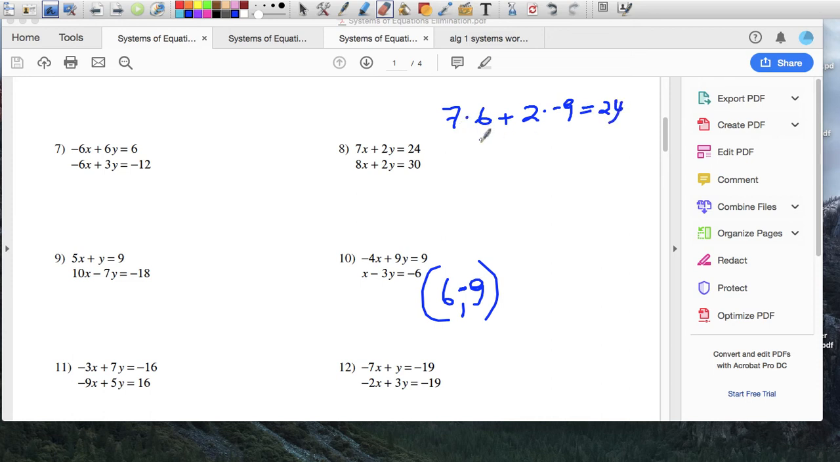Let's see if that's true. 7 times 6 is 42. Positive 2 and negative 9 is negative 18, equals 24. And 42 minus 18 is 24, which equals 24. So it worked for the first equation. Make sure it also works for the second equation.